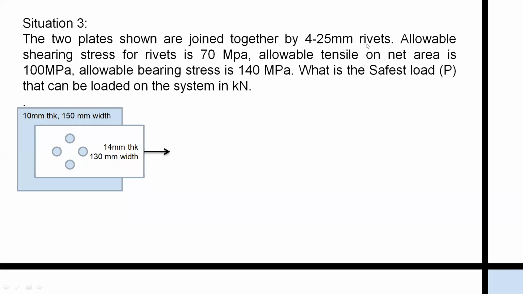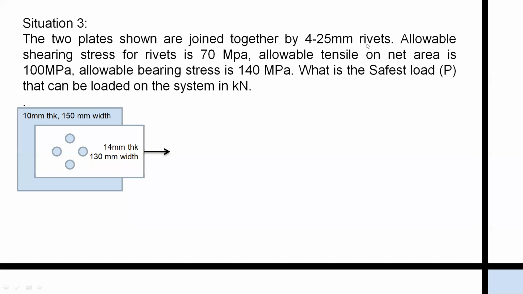For our next example, we have two plates shown in the figure that are joined together by four 25 millimeter rivets. The allowable shearing stress for the rivets is 70 megapascals, the allowable tensile stress on net area is 100 megapascals, while the allowable bearing stress is 140 megapascals. So the question for us is to determine the safest load P that can be loaded in the system, in kilonewton.